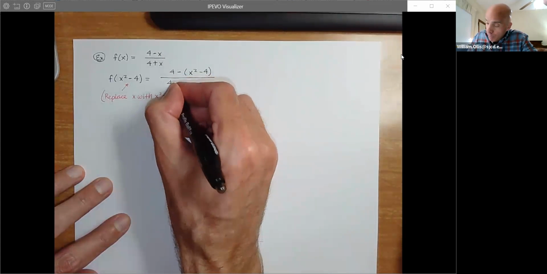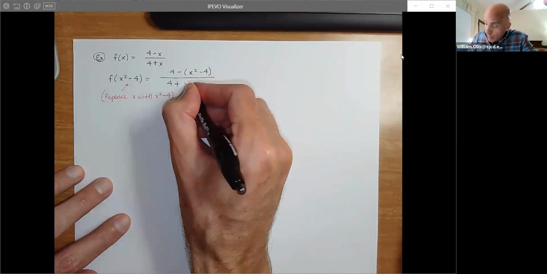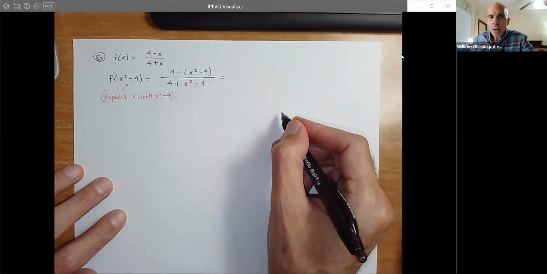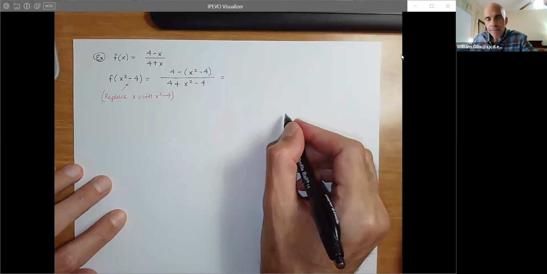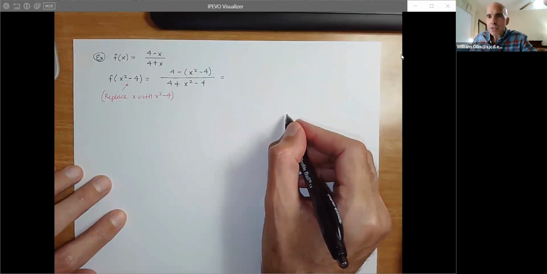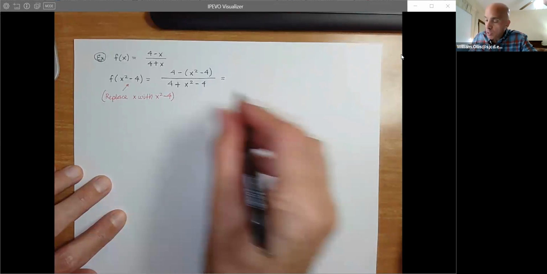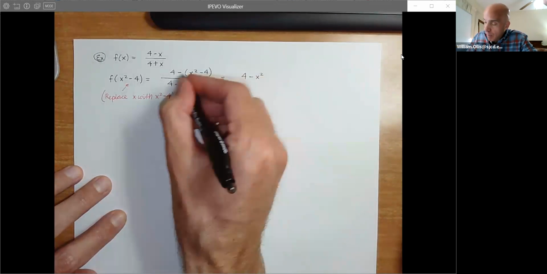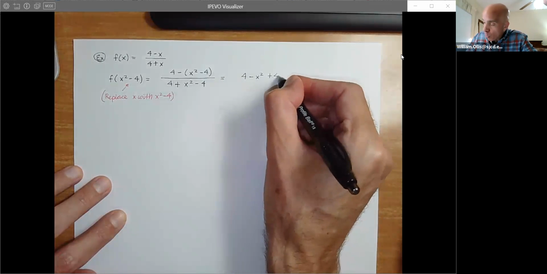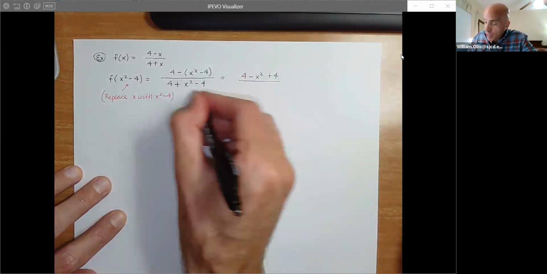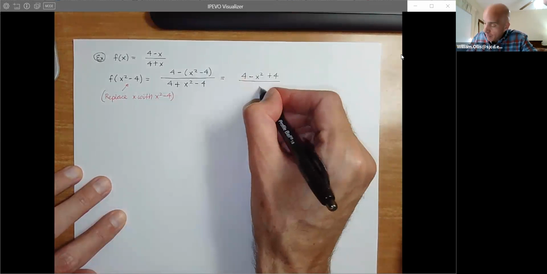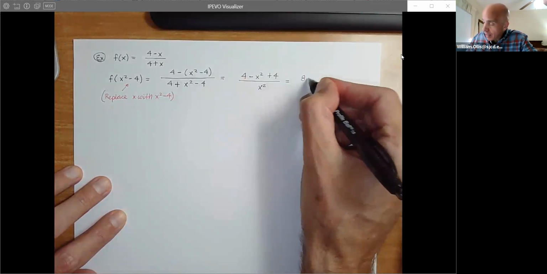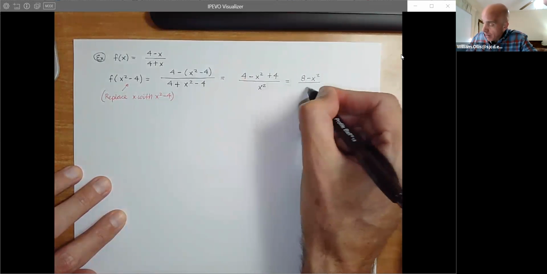And then we have 4 plus, now replace x with x squared minus 4. So this is a common technique from college algebra, but it's good to review it because again, we understand mathematics through the use of functions. So now if we distribute, we have 4 minus x squared, and then minus the negative. We know that's the positive 4. And then, of course, downstairs, the 4 and the negative 4 absorb and give us x squared. So now we add like terms. So we have 8 minus x squared divided by x squared.